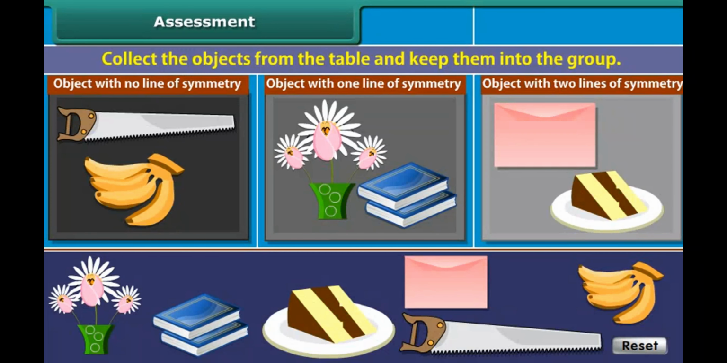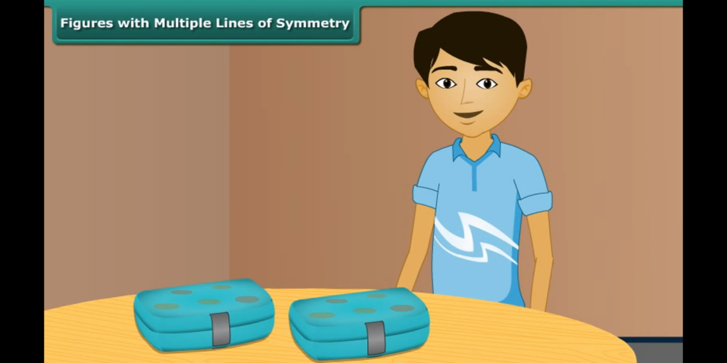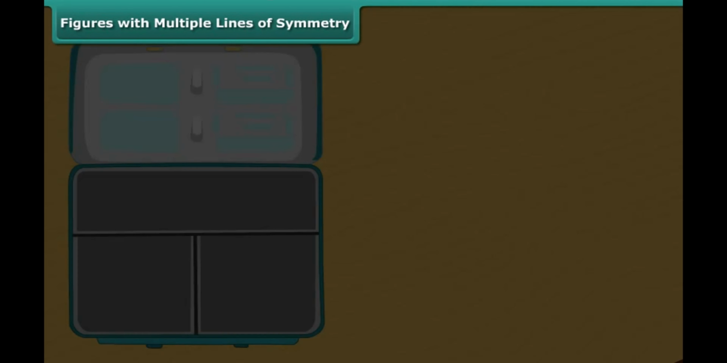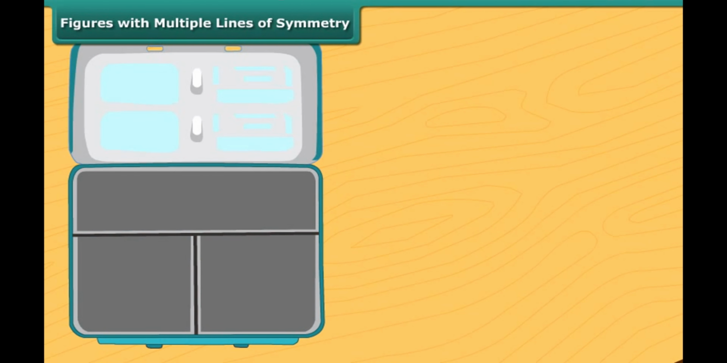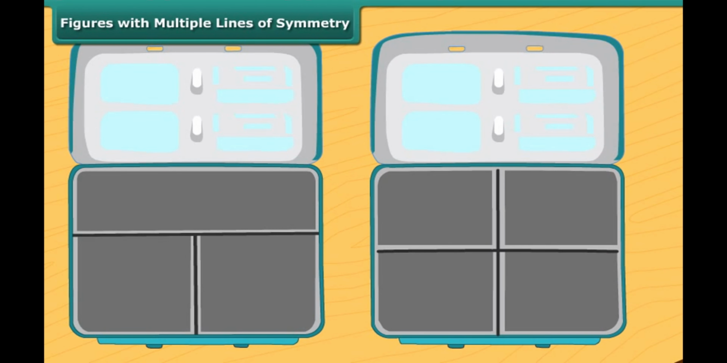Collect the objects from the table and keep them into the group. Archie has two lunch boxes. One has three lines of symmetry. She doesn't like this box and keeps it away. She picks up another one. Let us check out. Oh, this box has four lines of symmetry.